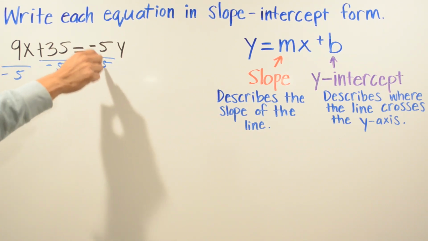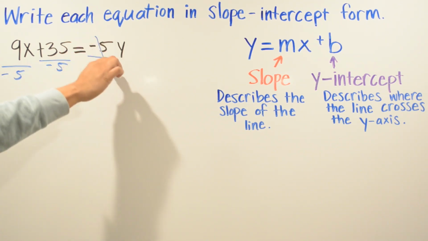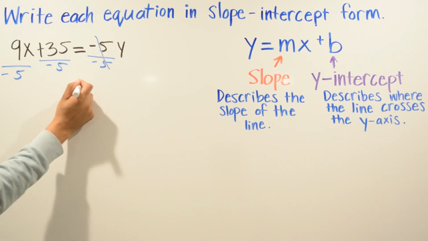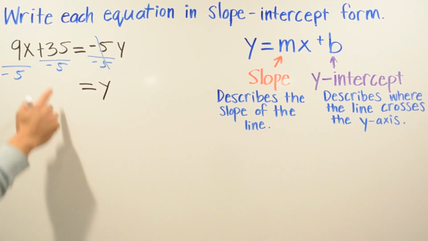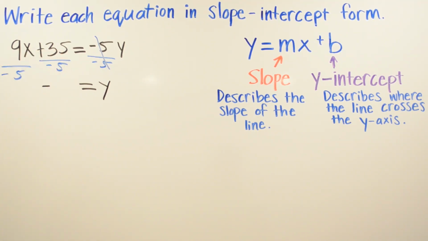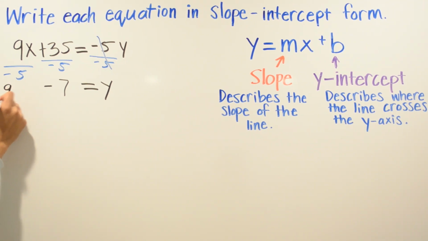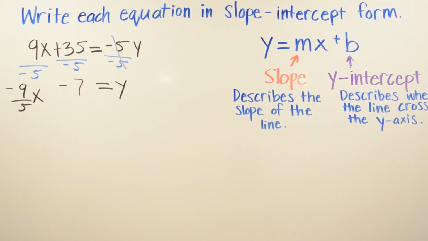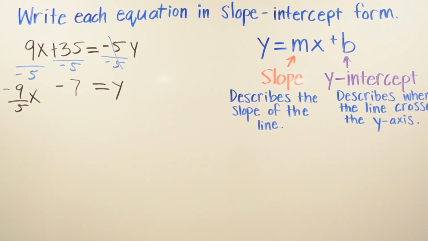Negative times a negative is a positive. It's going to cancel and leave us with y by itself. A negative times a positive is going to give us a negative. 5 goes into 35 7 times. 9x, you cannot simplify here, so you're just going to leave it as a fraction. So it's going to be negative 9 over 5x. Now, if you look at it, the right side says y equals mx plus b.